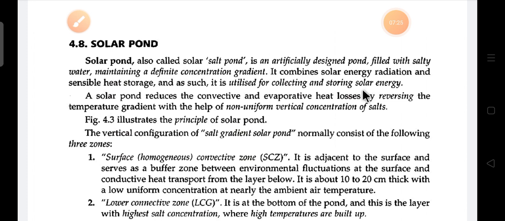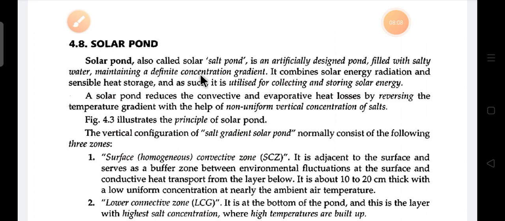That means a solar pond is a pond, okay, but in that pond general water is not there, salty water is there. That's why it is also called a salt pond. Due to the salt concentration in the water, the water in that pond is not the same; there are different layers of salt water in the pond. That's the salt concentration gradient.